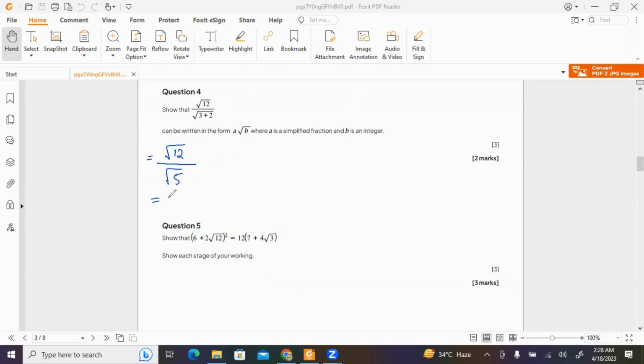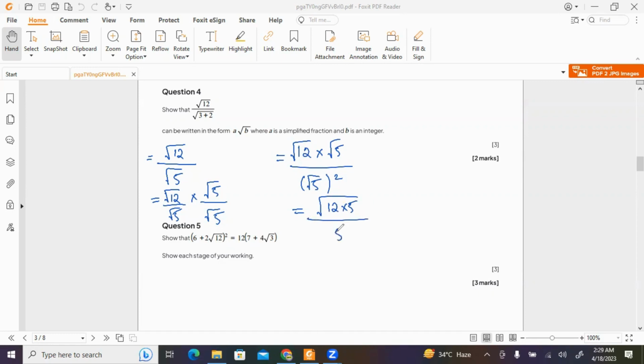Then we multiply the fraction by the root in the denominator, which is root 5. That's going to be root 12 times root 5 over square root 5 times square root 5. So 12 times 5 comes in the same root. Square root 5 times square root 5 is 5. Root 60 over 5.